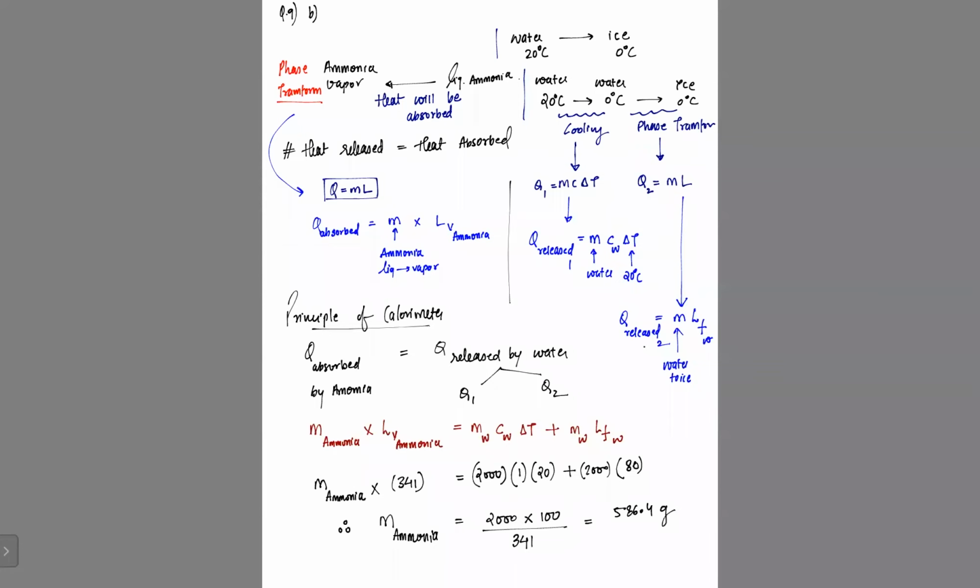Now, how do you exactly write this on a paper? You write the solution as it is given in the guide. Let's say Navneet or any other guide. You need to mention theory. Let the mass of ammonia be M. Let the latent heat of vaporization be LV.